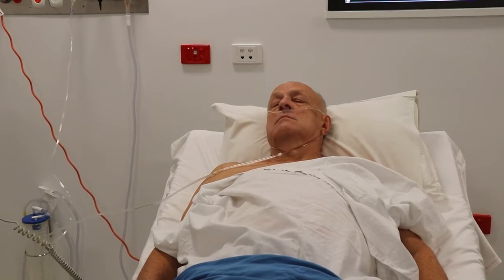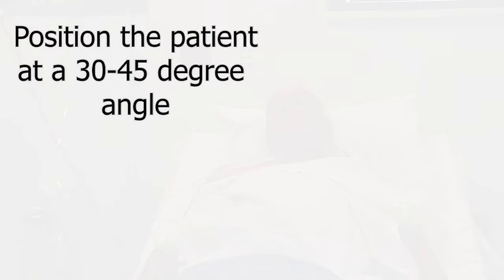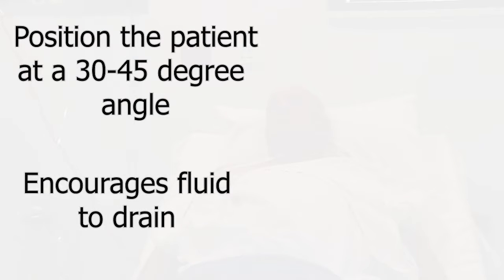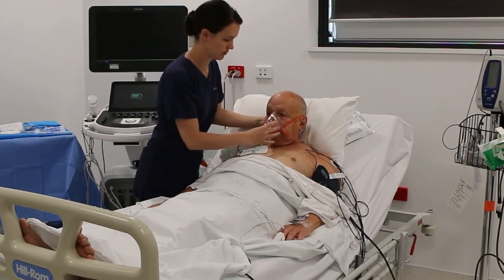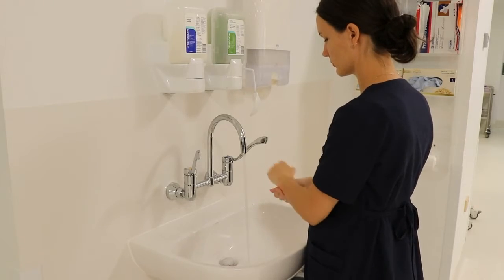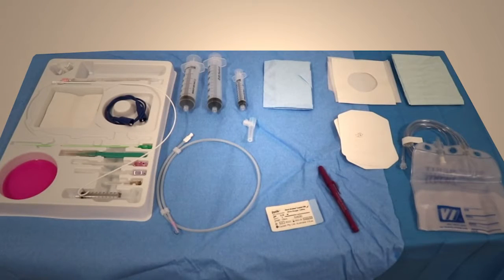Position the patient at a 30 to 45 degree angle. This encourages fluid to drain into the lower portion of the pericardial space. Organise oxygen and complete a full set of observations. Attend hand hygiene and set up procedure trolley.